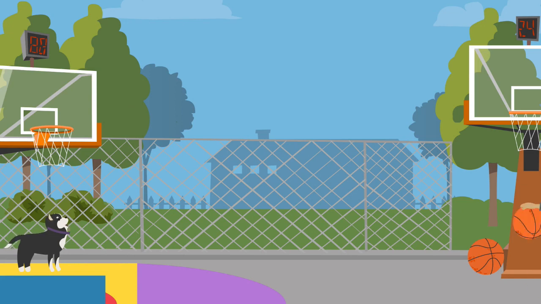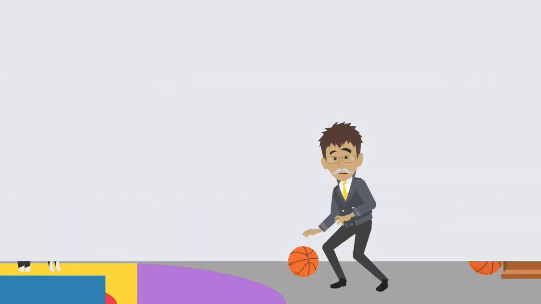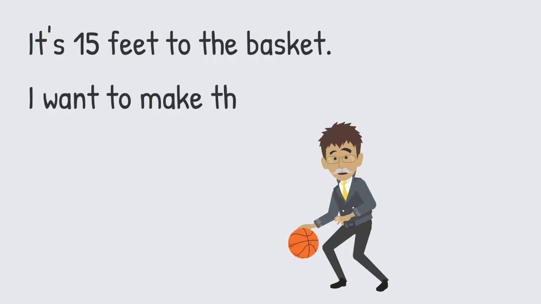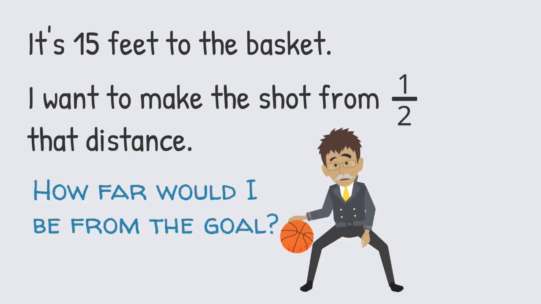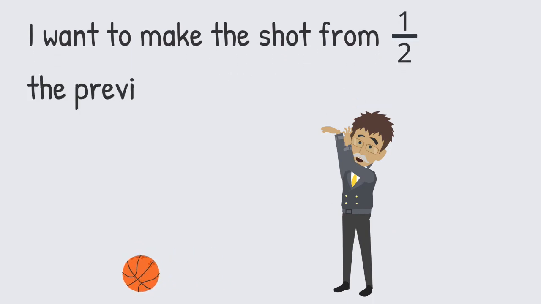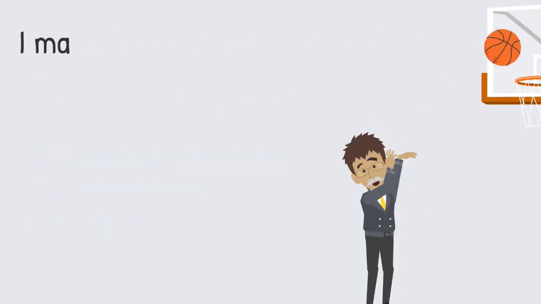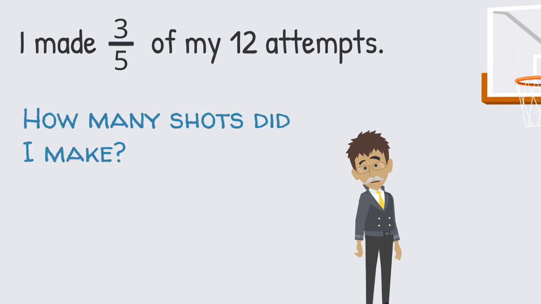Further down the road is a park with a basketball court, and I want to shoot a free throw. The free throw line is 15 feet from the basket, but what if I need to take a shot from half that distance? How far would I be? I'm not very good. What if I took a shot from half the previous distance? How far would I be now? I made 3/5 of my shots after making 12 attempts. How many shots did I make?